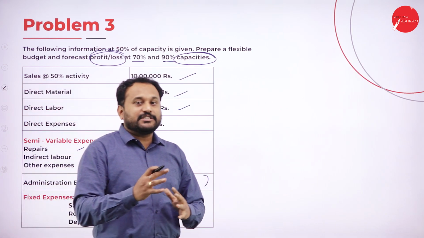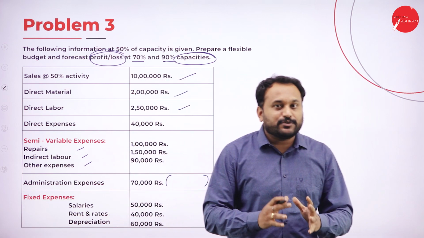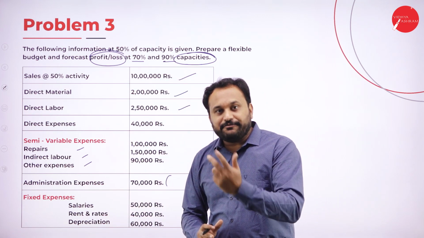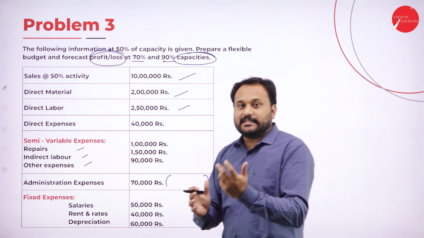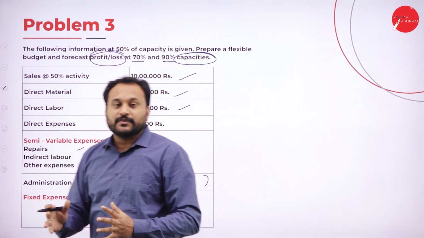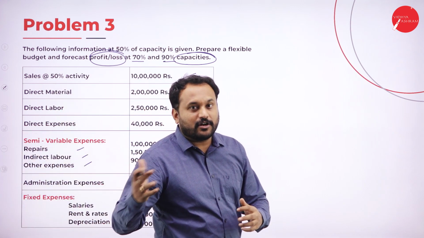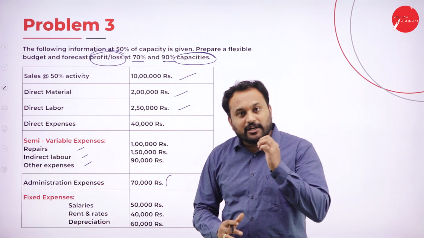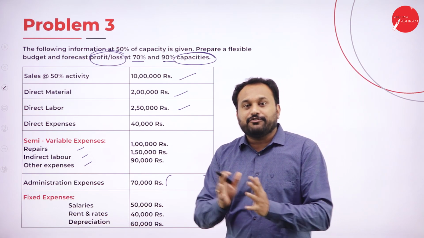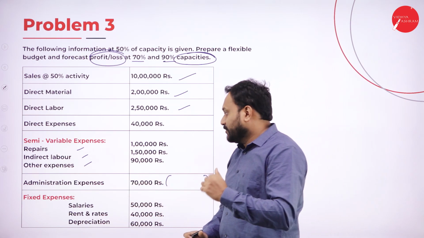What is that? Administration expenses is always what? Fixed cost. The same way you have one more adjustment saying that selling and distribution. If they have not given anything in the bracket, whether it is how much percent variable or how much percent fixed, it is always 100% variable cost, selling and distribution expenses.